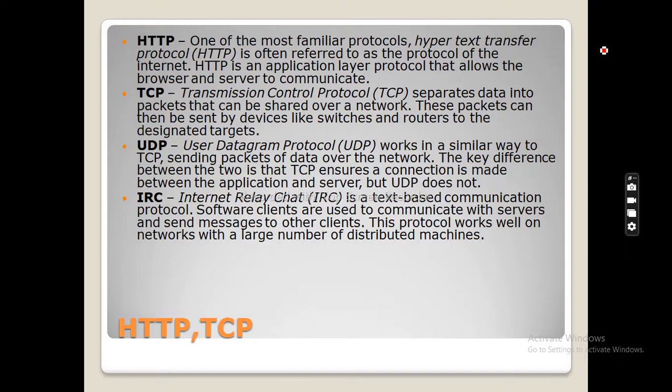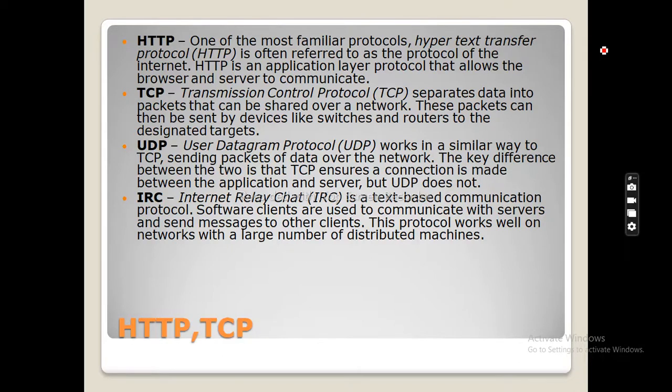TCP, Transmission Control Protocol, separates data into packets that can be shared over a network. Many times we get the question: in TCP, packets are being shared, so this will be true. In UDP, datagrams are being shared, so this will be true. These TCP packets can then be sent by devices like switches and routers to the designated target, and we have different communication devices like switches, routers, repeaters, hubs. These are all used in different kinds of devices, different layers, and different protocols.